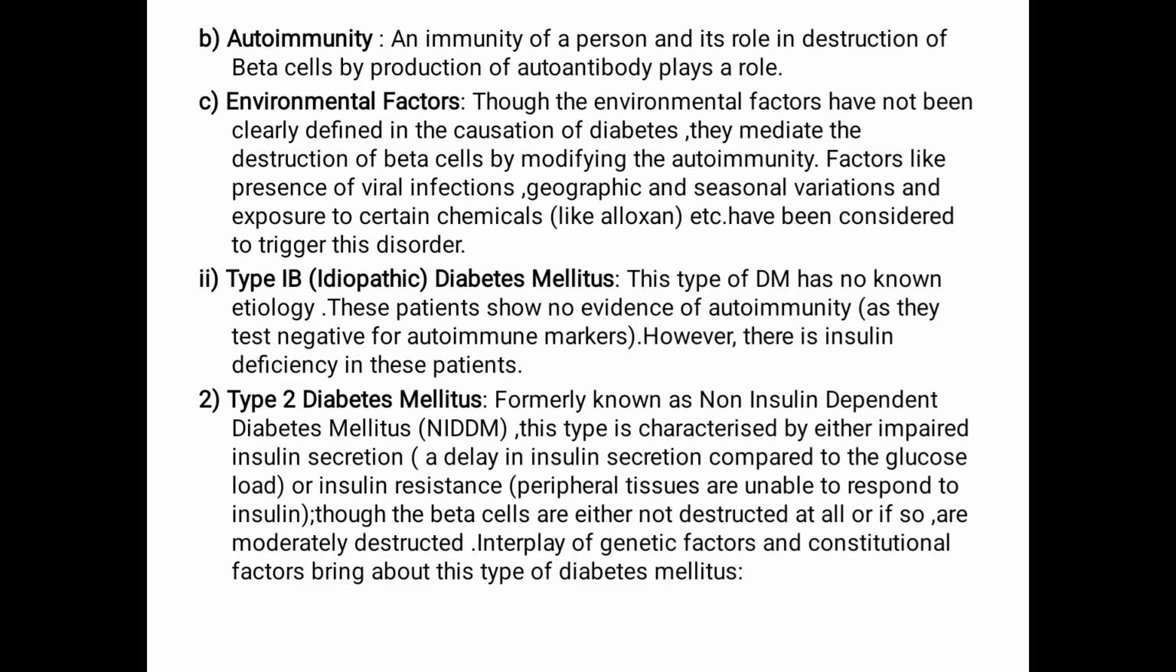Though the environmental factors have not been clearly defined in the causation of diabetes, they mediate the destruction of beta cells by modifying the autoimmunity. Factors like presence of viral infection, geographical and seasonal variation, and exposure to certain chemicals like alloxan, etc. have been considered to trigger this disorder.